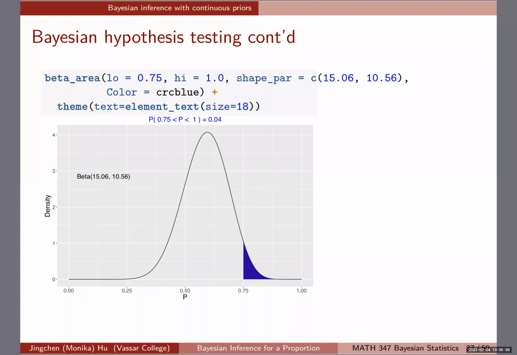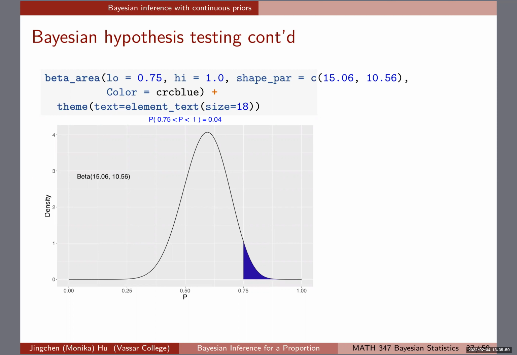So how to do that? There are multiple ways to do it. The pRobust package that comes with the textbook itself has this beta area function that can be useful. So here you can see that they have a few inputs. You can do lo, which stands for low, and then hi stands for high.